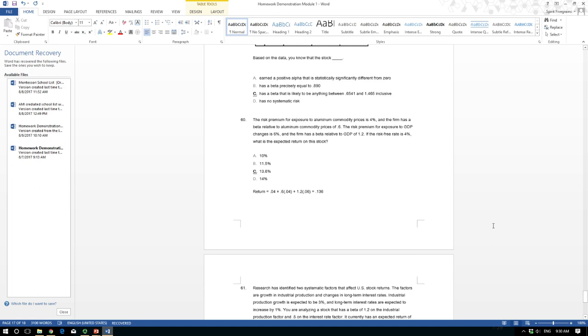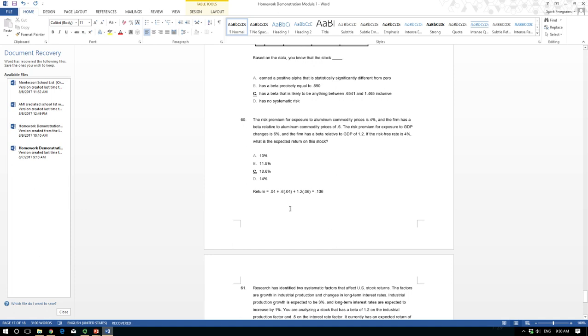Number 60. The risk premium for exposure to aluminum commodity price is 4%. The firm has a beta relative to aluminum commodity price of 0.6. The risk premium for exposure to GDP change is 6%, and the beta relative to GDP is 1.2. The risk-free rate is 4%. Here we are practicing a typical two-factor model. One factor is commodity price, the other is GDP changes. We use the two-factor model to estimate the return of this stock.